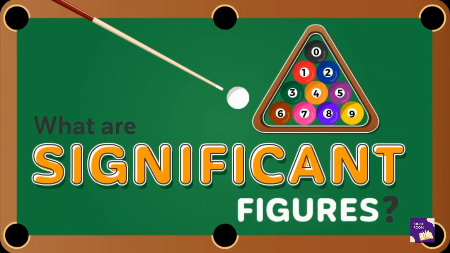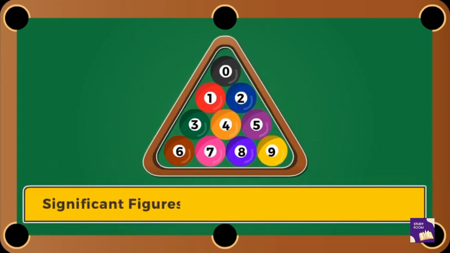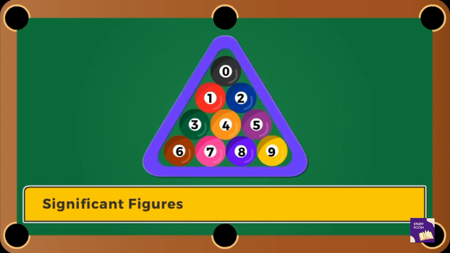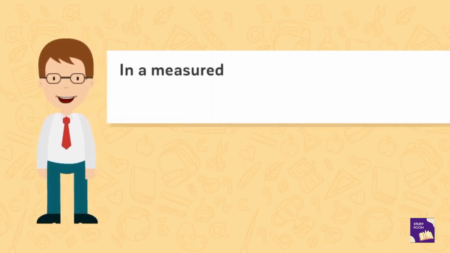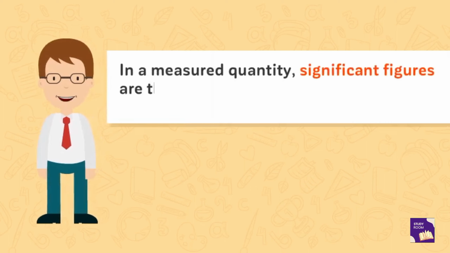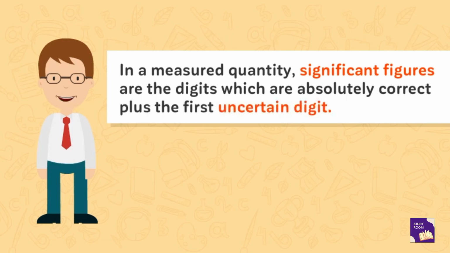What are significant figures? The term significant figures refers to the number of important single digits from 0 to 9 present in an expression, indicating the accuracy of a measurement. In a measured quantity, significant figures are the digits which are absolutely correct plus the first uncertain digit.